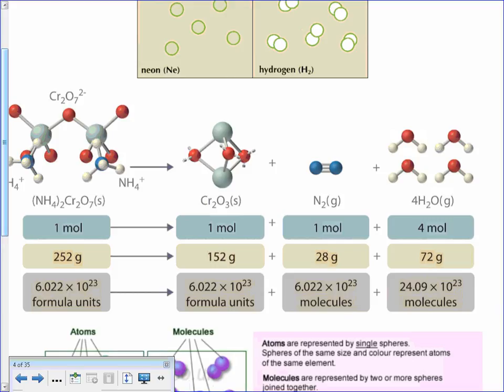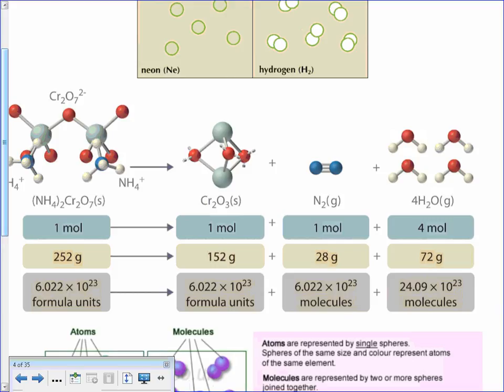So 2 names. Chromium is a transition metal. Chromium 3 oxide. Okay, so we've got ammonium dichromate, 1 formula unit of that. Chromium 3 oxide, which we have 1 formula unit of that. We have a what of nitrogen? Diatomic molecule, because it's still covalent. And then we have 4 water molecules.